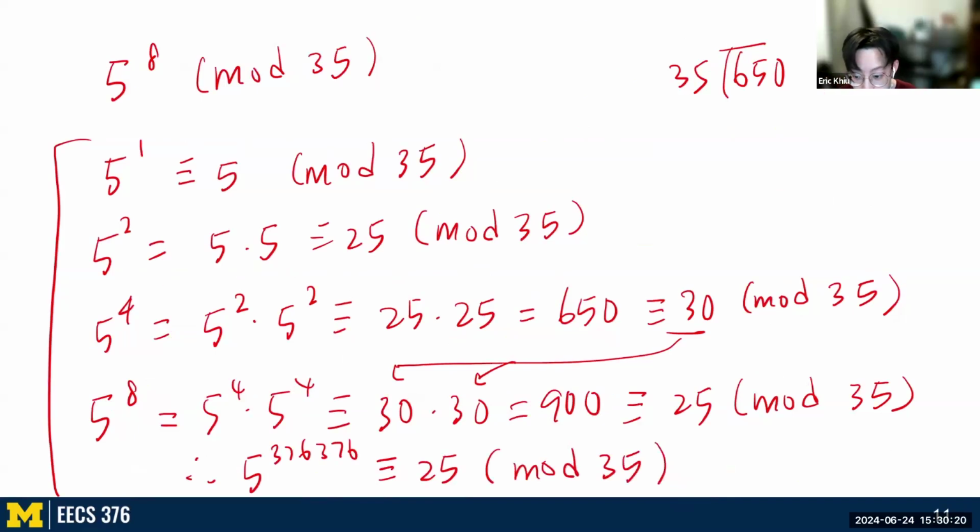Any questions? Sorry, I know this is a lot of math, a lot of computation, and you should try to work it on your own to get the hands-on experience and be really comfortable applying the FLT, applying Euler's theorem, and also repeated squaring for fast modular exponentiation. Is there any question? If not, we're gonna talk about RSA next.